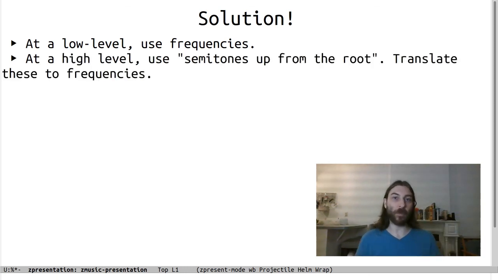We're going to use semitones up from the root, which is kind of like scale degrees. But instead of just counting each note as one more, we're going to say how many semitones up it is. So if there's a sharp between two notes, that's going to be two steps up instead of just one. And then we translate those to frequencies. So your A is 440 hertz, another note might be 613.5 or whatever, and that's what we use the low level to play.